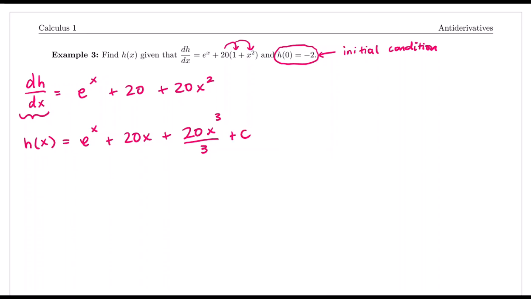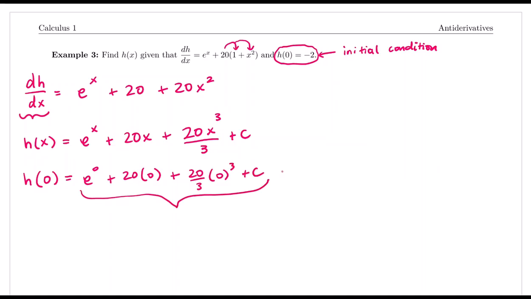Okay, so I said earlier we are given the initial condition so that we can find our constant of integration. Let's see how this works. I'm going to plug in 0. So I have h of 0 equals e to the power of 0 plus 20 times 0 plus 20 over 3 times 0 cubed plus c. And I know all of this together has to equal -2 based on my initial condition that we have here.